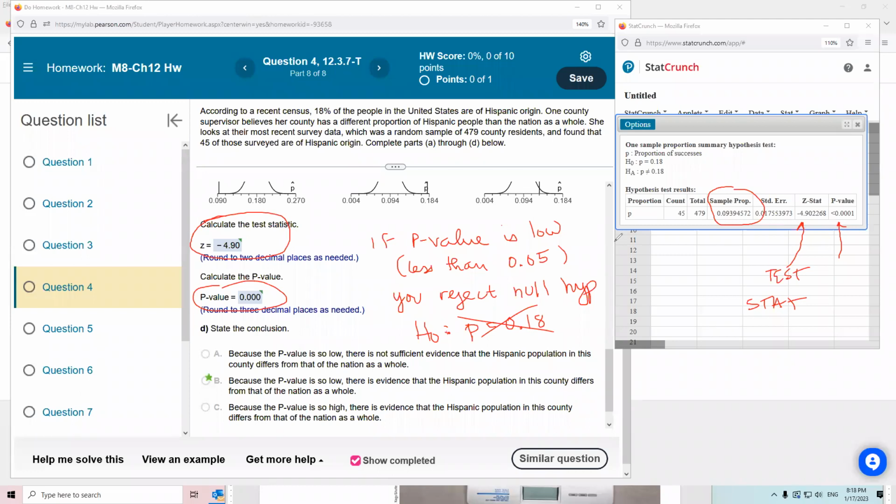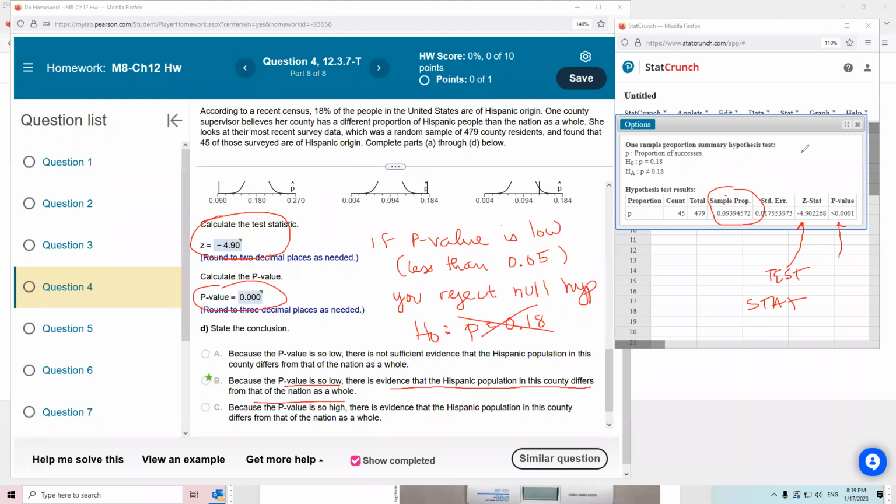So that gives us evidence, and here it is, the p-value is low. There's evidence that the Hispanic population in this county differs from that of the nation as a whole, because our sample data was about 9%. The null hypothesis said it should be about 18%, very different. So it led to a very low p-value here.